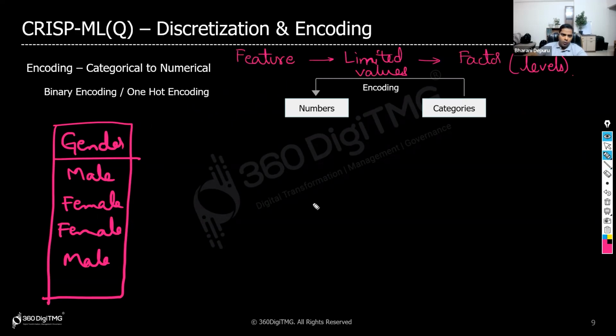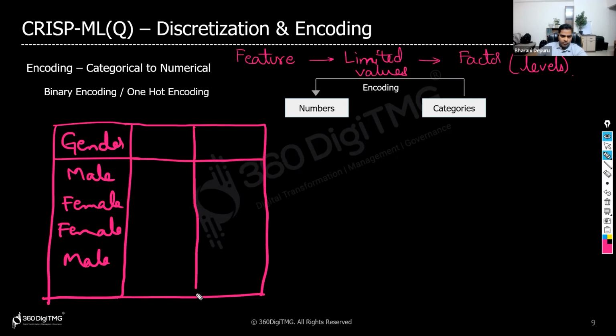So within one-hot encoding, you add those 2 levels. You say this is male, you say this is female. Male means 1, and it's not female. If a person is female, you put 1 against female and 0 against male. If a person is male, you put a 1 against male and 0 against female.